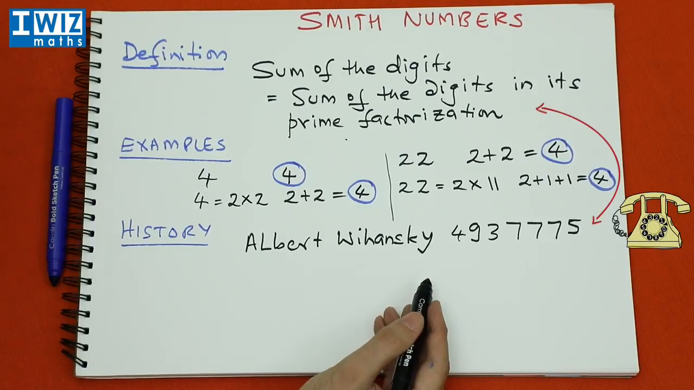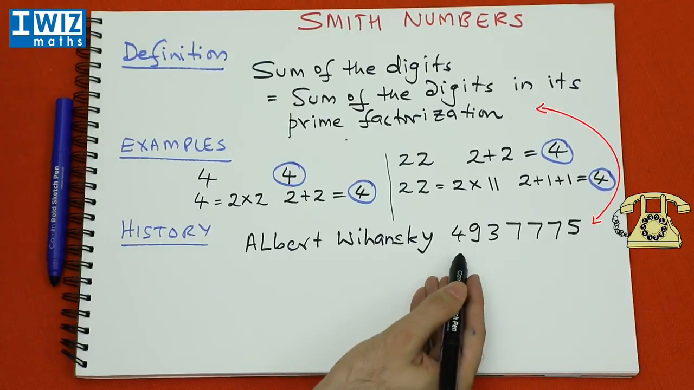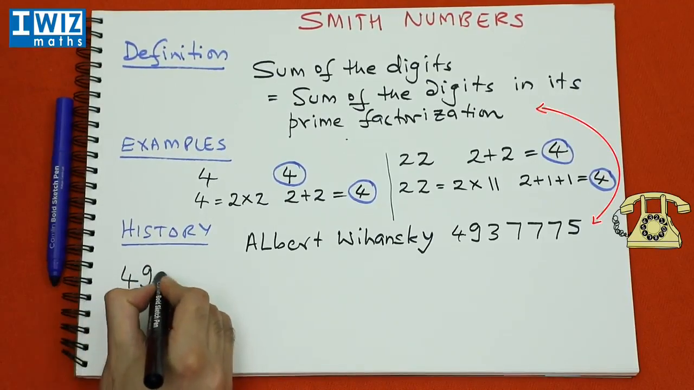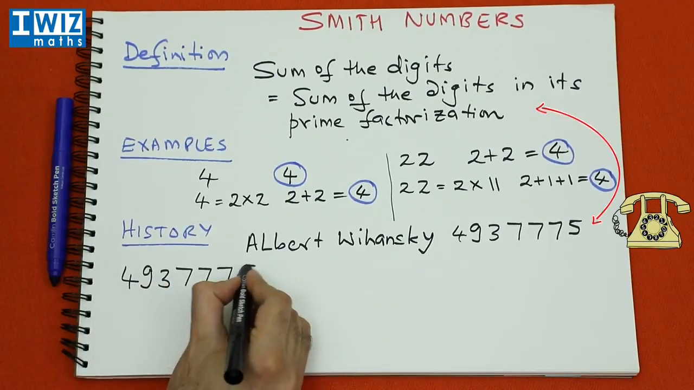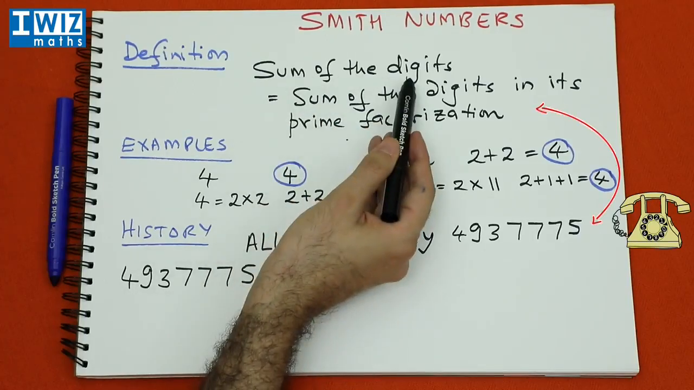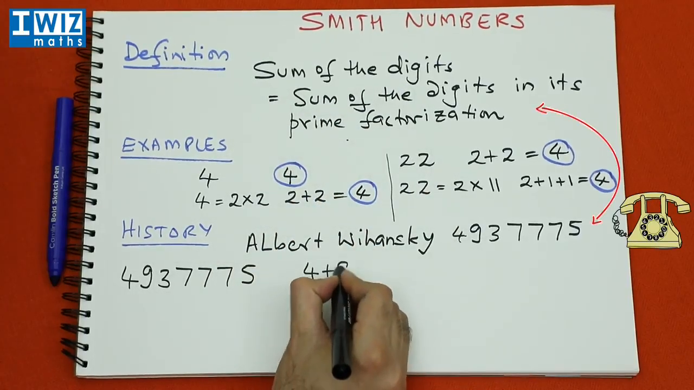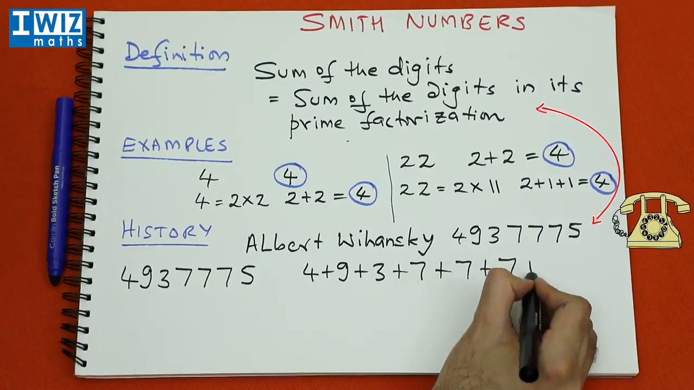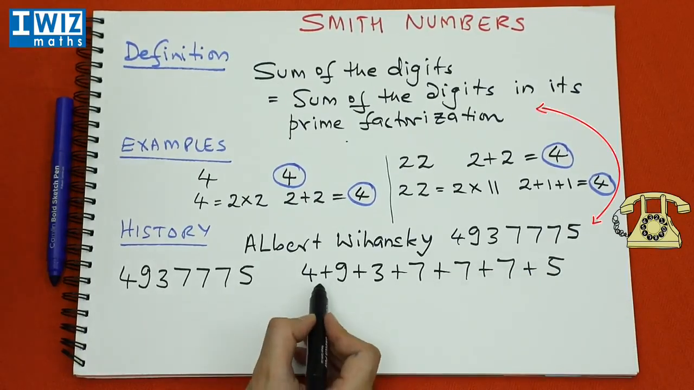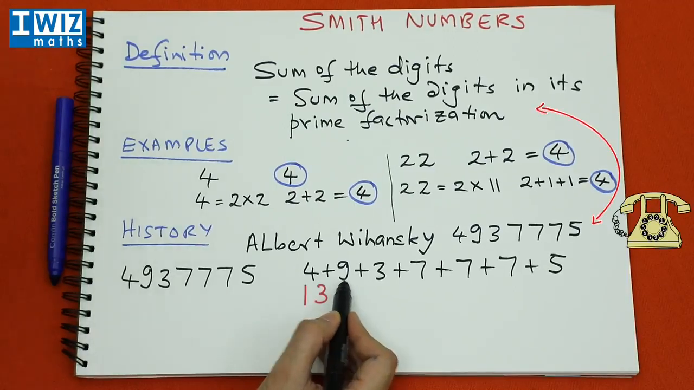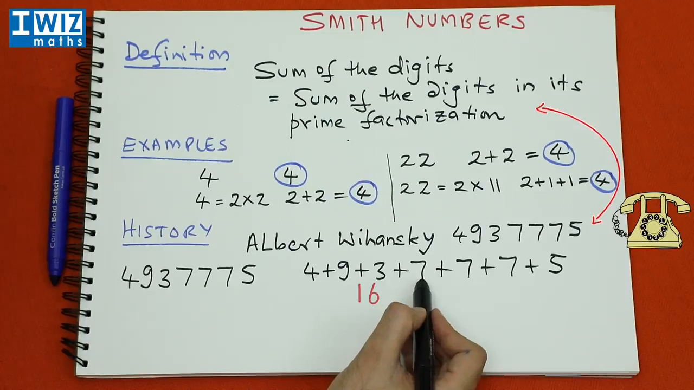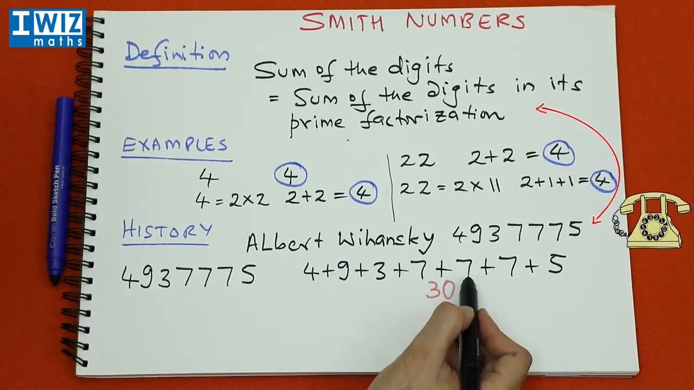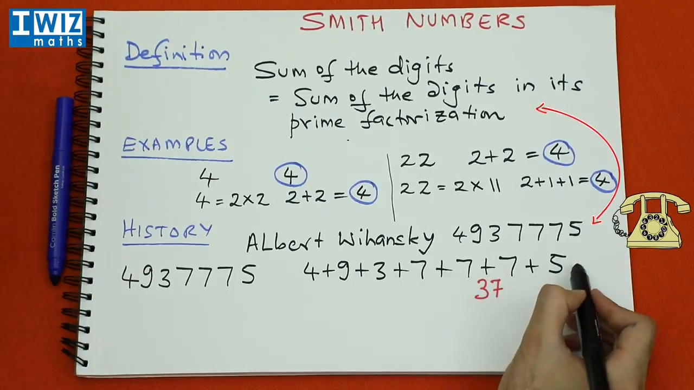So it had the property that the sum of the digits was equal to the sum of the digits in its prime factorization. So let's explore that. So the number is 4937775. So the first thing we need to do is look at the sum of the digits. So that would be 4 plus 9 plus 3 plus 7 plus 7 plus 7 plus 5. Okay, now let's see if we can add it up. So that's 4 plus 9 is 13, plus 3 is 16, plus 7 is 23, plus 7 is 30, 37, plus 5 is 42. Okay?